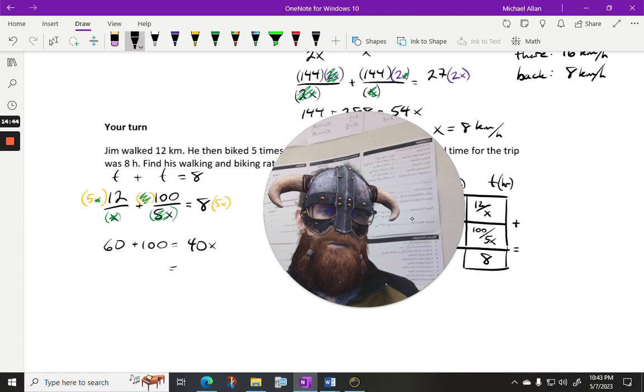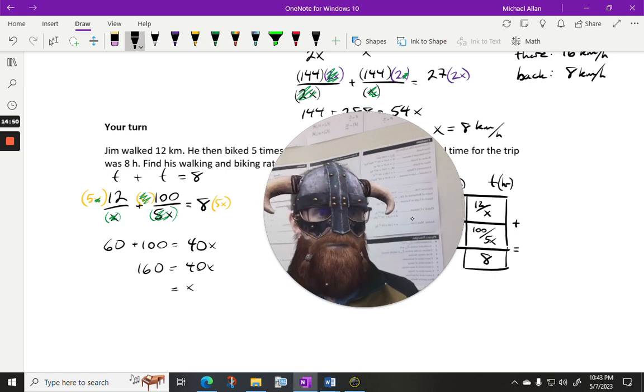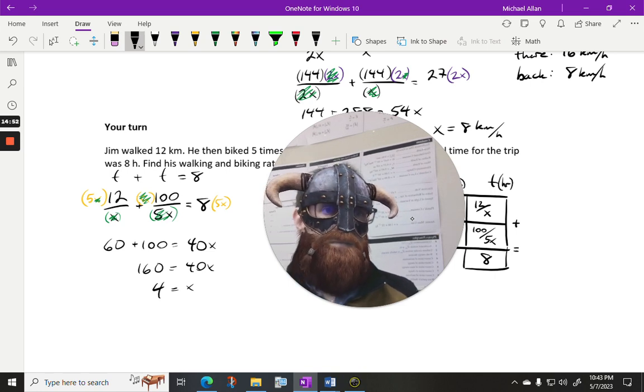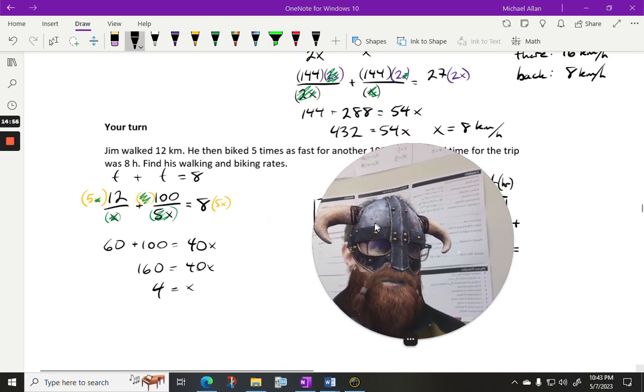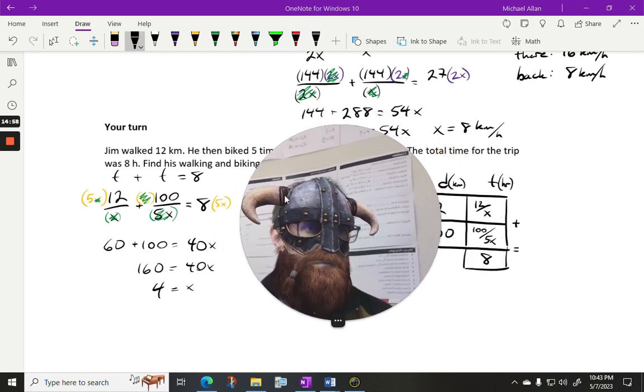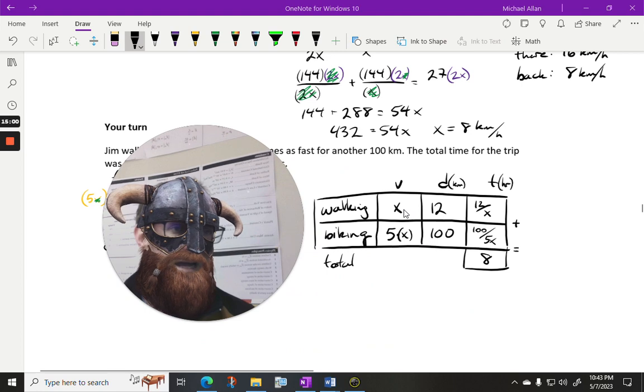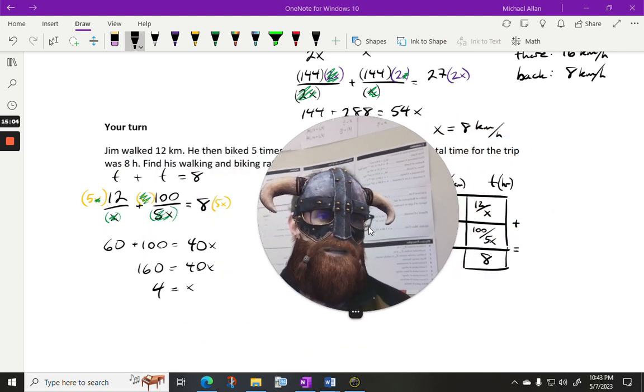All right, so let's add those together. So we got 160 is equal to 40x. Divide both sides by 40, and I get 4. All right. So what does x represent? So we have to kind of go back. It says we have to find his walking and biking rates. Remember, we put x in the walking speed part here. So whatever x is, that's his walking speed.